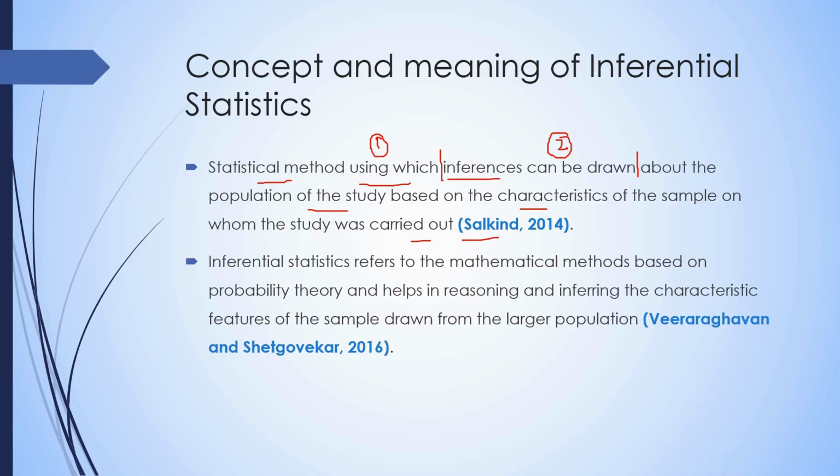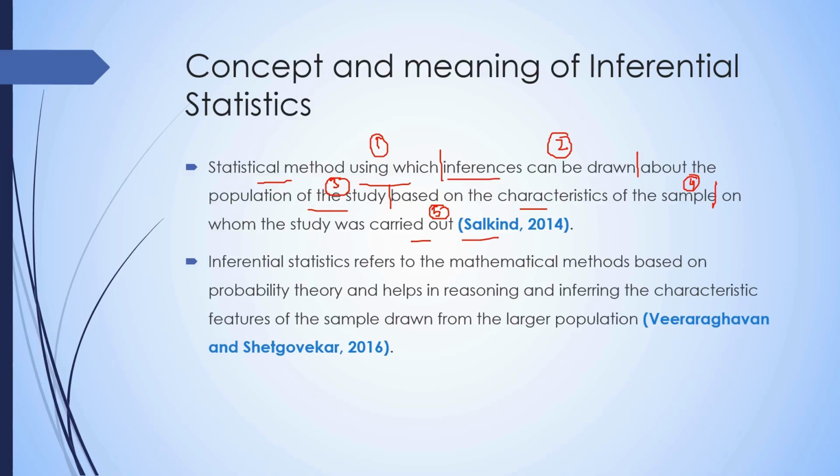And what kind of inferences are you going to draw? About the population of the study. This would be your third part. So you are going to draw inferences about the population of the study based on the characteristics of the sample on whom the study was carried out. Let's mark this as the fourth one, based on the characteristics of the sample, 4 and 5, on whom the study was carried out. So if you can remember these 5 parts, it would be easy for you.